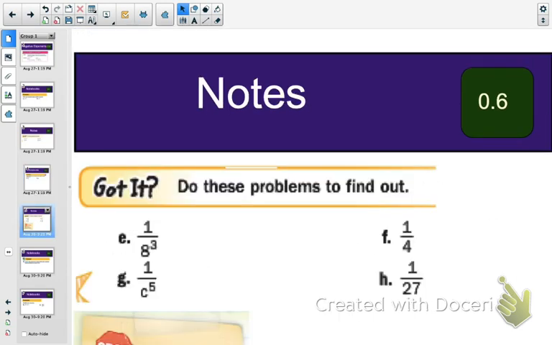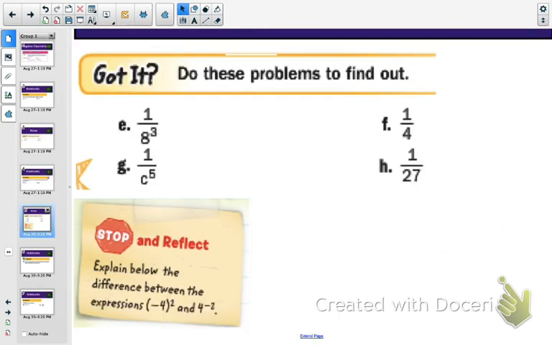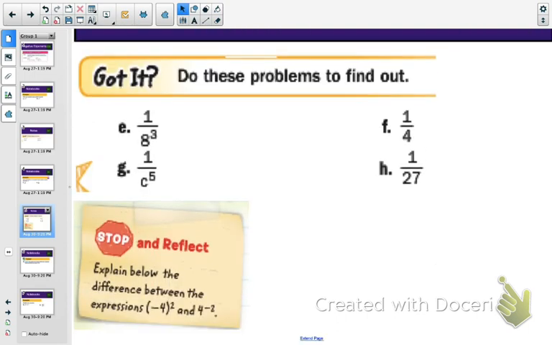All right, next. Okay, you're going to try these ones. F and H you're going to have to change into exponent form, because right now they don't have exponents. Okay, so go ahead and try to write these as negative exponents, and we'll come back in a couple minutes. Okay, pause this in 3, 2, 1, pause.